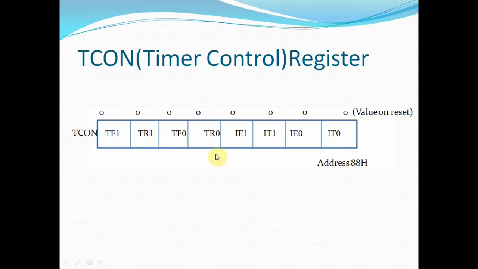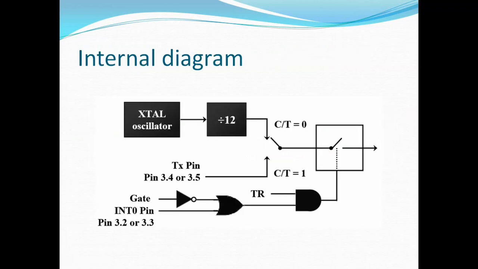So again, more detail about the TCON register I am going to explain in my next video. Now we'll focus on the internal diagram of a timer, how it works. So this is an internal diagram of a timer. This is a crystal oscillator whose frequency is 11.0592 megahertz. That frequency is internally divided by 12 and you will get some basic frequency on which the timer operates.